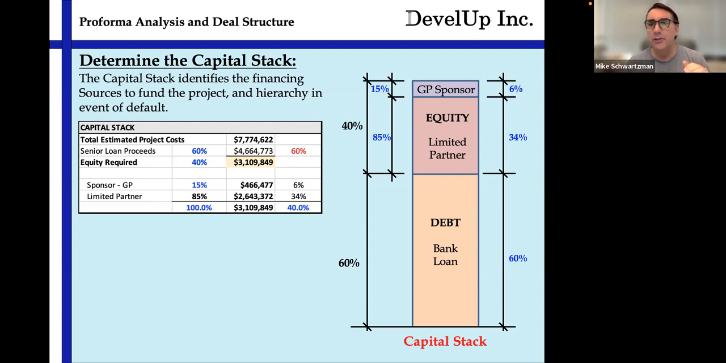And I know that I'm going to try to go to a bank and I'm going to get a 60% loan, which would be about $4.7 million, leaving me $3.1 million of equity required. So that's right here. I'm going to get a 60% loan. It's going to give me, on the 7.7, 4.6, and then I need 3.1 in equity. I then look at the equity.